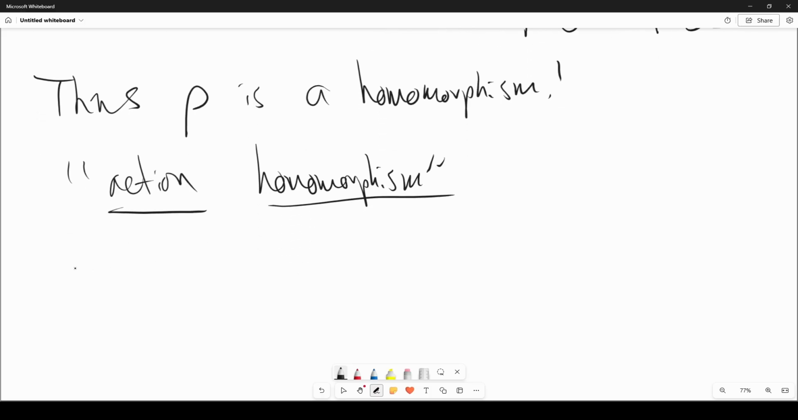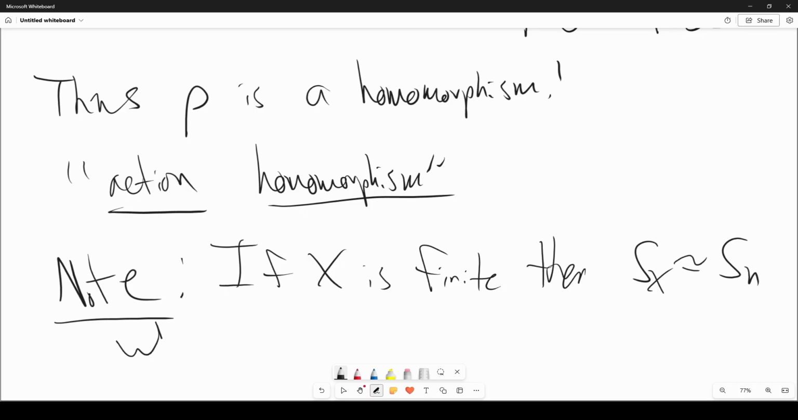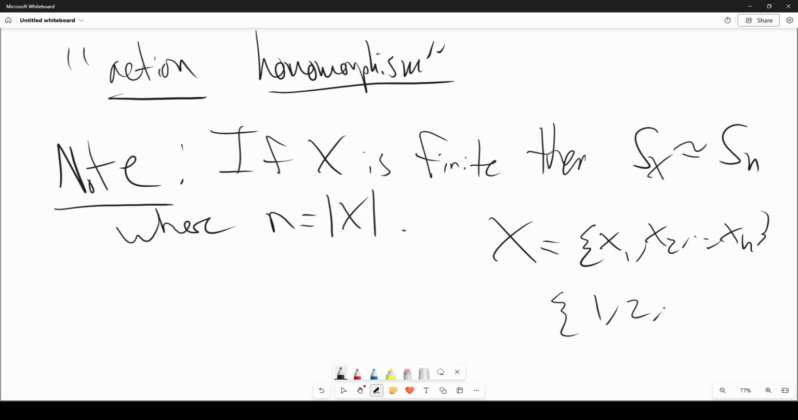Okay. One note, if you're confused about this whole S_X business, if X is a finite set, then we get that S_X is just equivalent to S_n, where n is the size of the set X. Because permuting a set X with n elements is really just the same as permuting the numbers 1 through n. Because you can think of X as being x1, x2, all the way to xn, and really you can just think of this as being 1, 2, all the way to n. Okay.